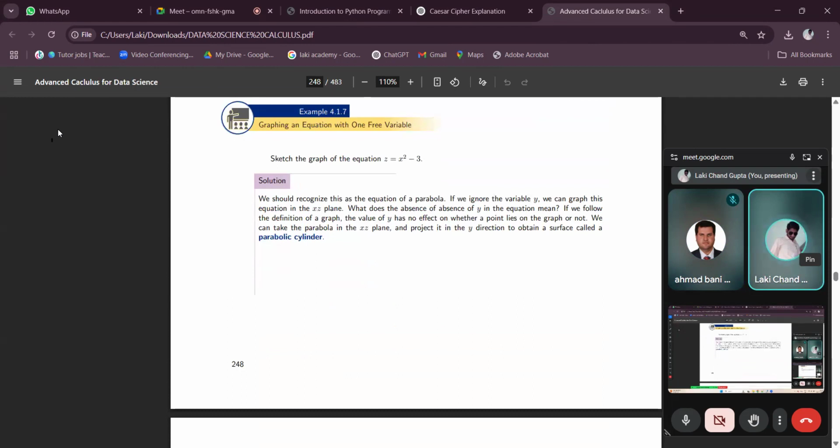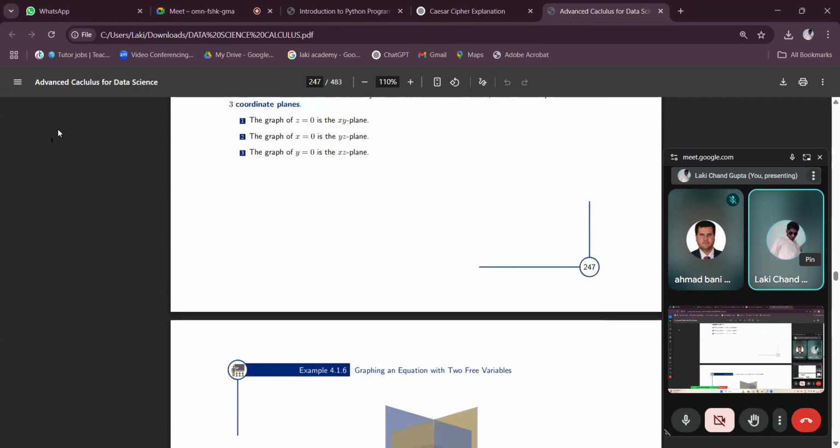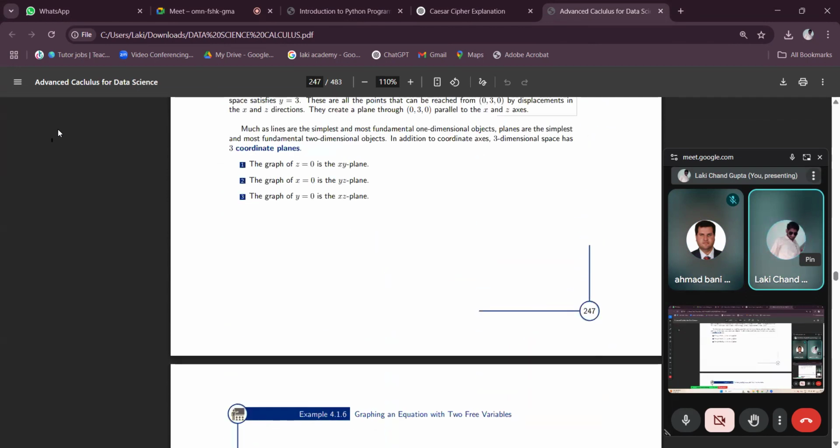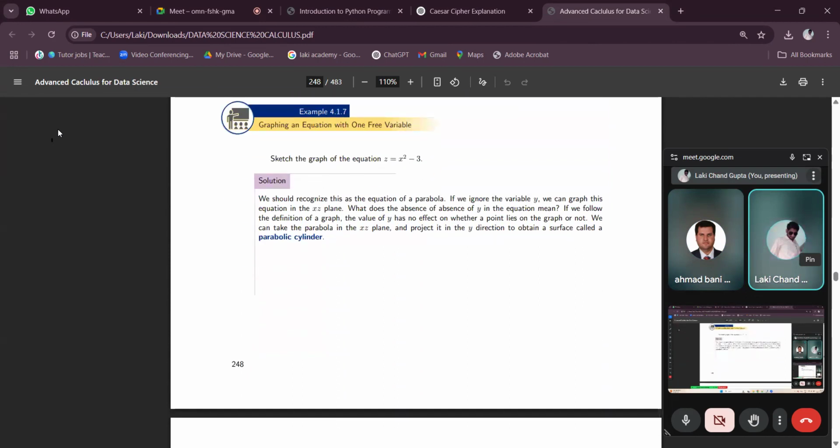Graphing an equation with one free variable. Here two free variables are there, and here one free variable. Here, z and x are related to each other in the form of x squared minus 3. Y is 0, it means that the point is not going toward the y axis.